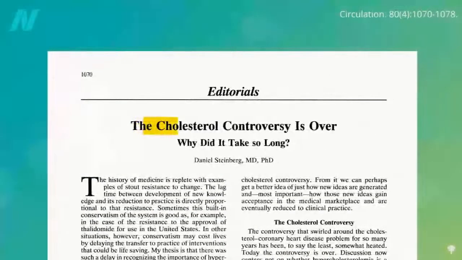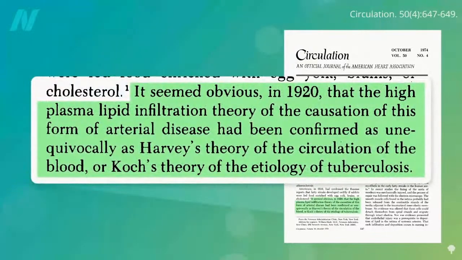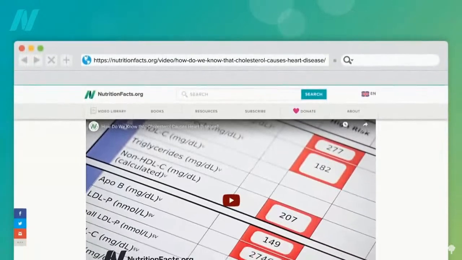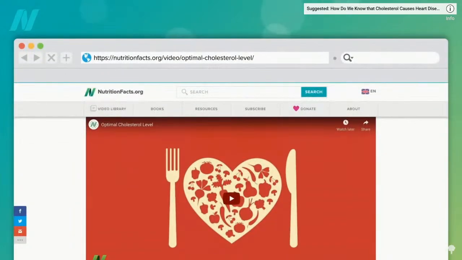The cholesterol controversy is over. In fact, you can argue it was over a century ago. It seemed obvious in 1920 that high cholesterol levels in the blood infiltrating your artery walls was the cause of coronary heart disease, the number one killer of men and women, confirmed as unequivocally as the revelation that blood circulated throughout the body, or that the tuberculosis bacteria causes tuberculosis. I've reviewed some of that evidence previously in videos like How Do We Know That Cholesterol Causes Heart Disease? and Optimal Cholesterol Level.